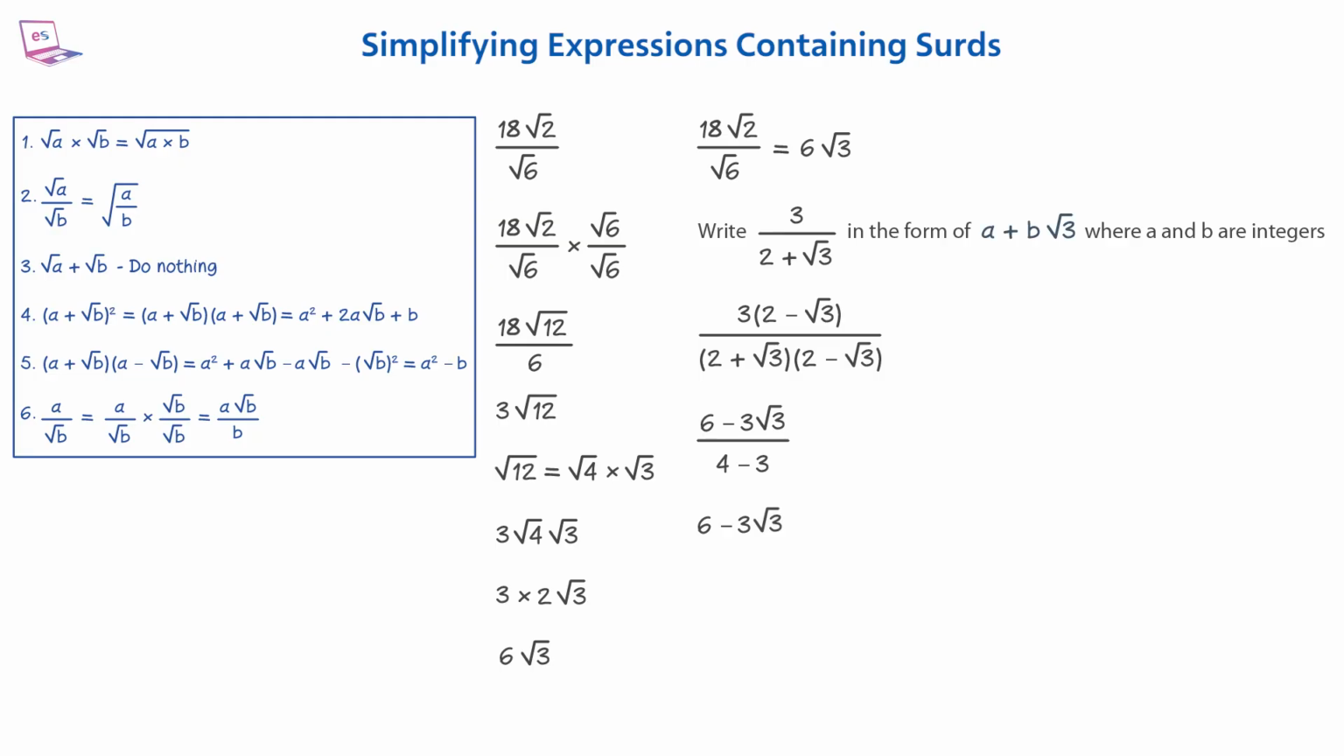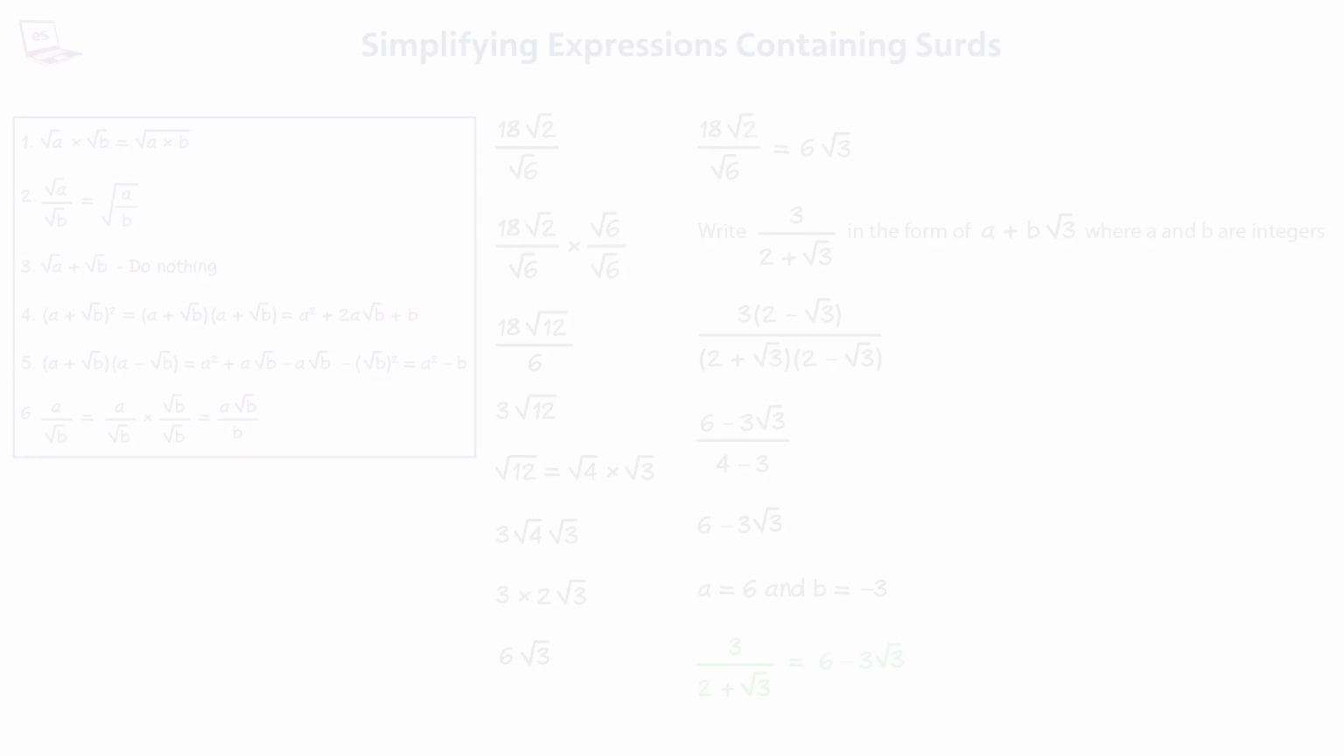On comparing this with a plus b root 3, we get a equals 6 and b equals minus 3. 3 over 2 plus root 3 equals 6 minus 3 root 3.